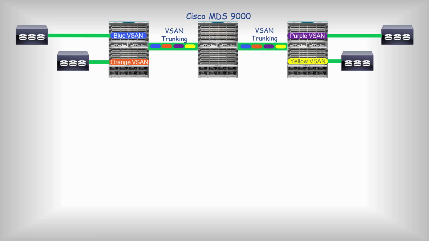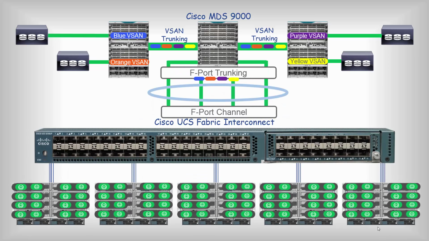You can have vSAN trunking between Cisco MDS switches and fabric interconnects running in end-host mode. This configuration is called F-port trunking. The server vHBAs can be directly assigned to the vSAN on the fabric interconnect.